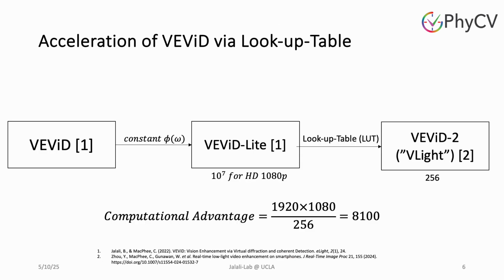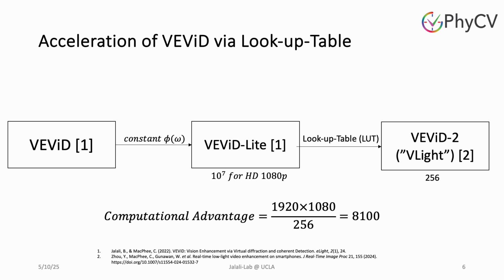To understand the evolution of our low-light enhancement algorithm, let me walk you through the progressive optimization shown in this diagram. We began with the original Vivid algorithm, which we first simplified by maintaining a constant phase parameter, creating what we call Vivid Light, as detailed in our PhyCV algorithm paper. We then achieved dramatic acceleration by implementing a lookup table approach with Vivid 2. This implementation provides a remarkable computational saving.